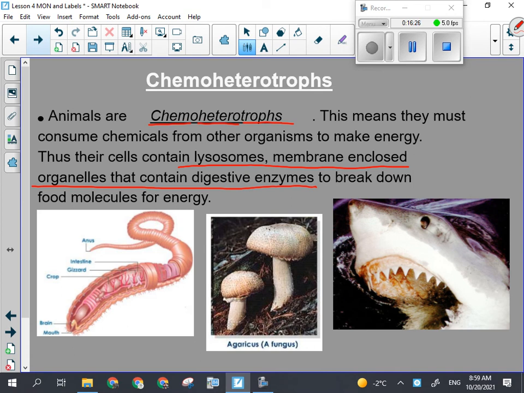Fungi, we already talked about. You can have decomposing fungi like these that are just going to break down humus, that's organic material on the ground, and help it to break down more quickly. They get energy from that. Or you could be a big carnivorous organism like a great white shark. In any one of those cases, digestive enzymes are being used to break down organic material.